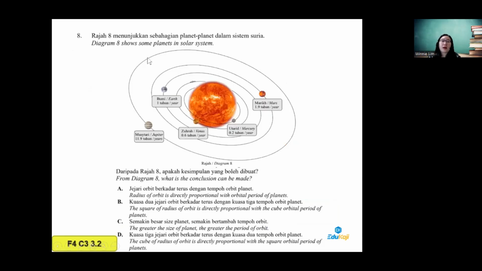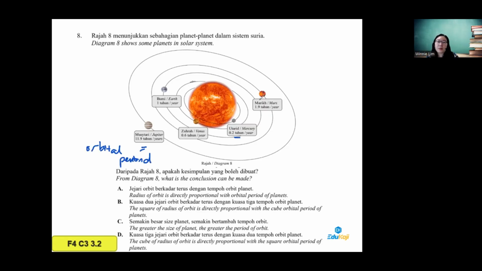Question 8. Diagram 8 shows some planets in the solar system, and from the diagram, what is the conclusion that can be made? Okay, so they are showing you that for Mercury, they are using 0.2 years, and for Jupiter 11.9 years. So the time here is actually the orbital period. This is called orbital period.